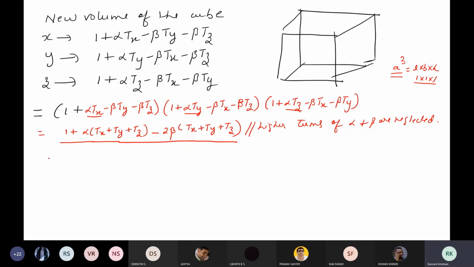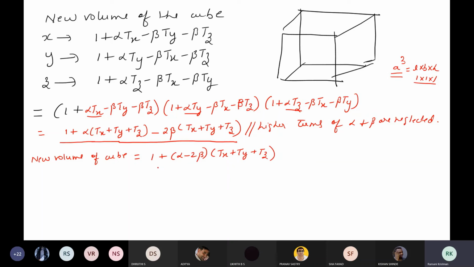Now let us do some modification. So the new volume of the cube, I write 1 plus alpha minus 2 beta times Tx plus Ty plus Tz. You have to follow continuously, otherwise it will look fully Greek to you. Can I write this? 1 plus, this I have written. Then I have taken 1 plus alpha minus 2 beta because this is common.